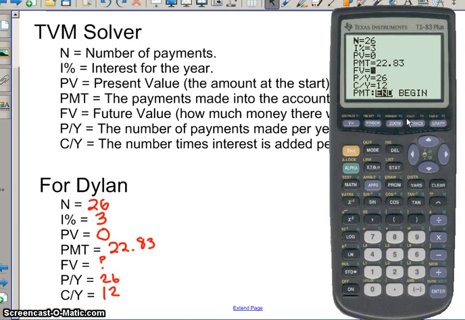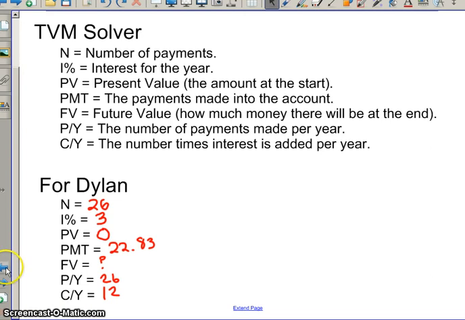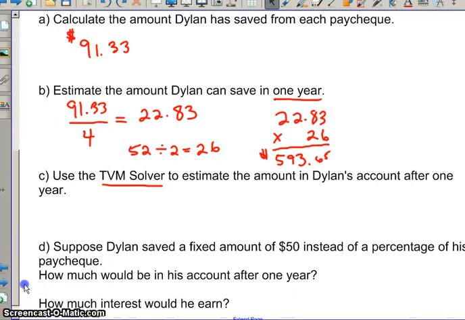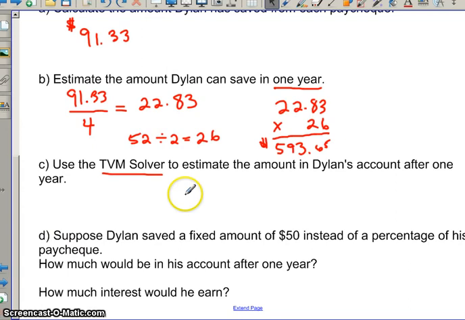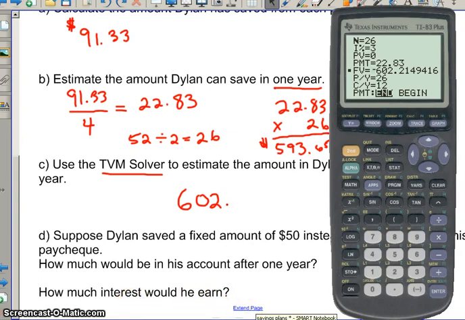Now, in order to figure out exactly what we're looking for, with the TVM solver, it's something special. So we're looking for the future value, but you actually have to push the alpha and then enter button. And that's called solve on here. So we'll actually get a value, $602.21. So let's scroll down and write that in. TVM solver, after 1 year, we'll end up with $602.21.